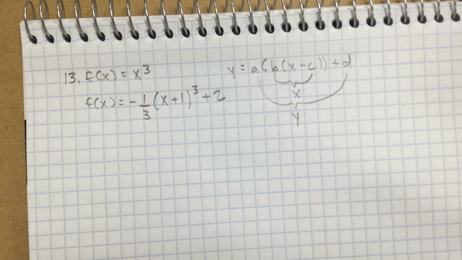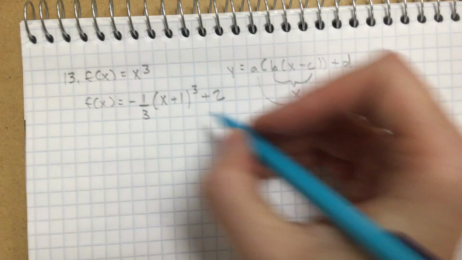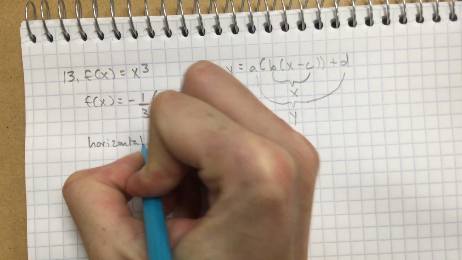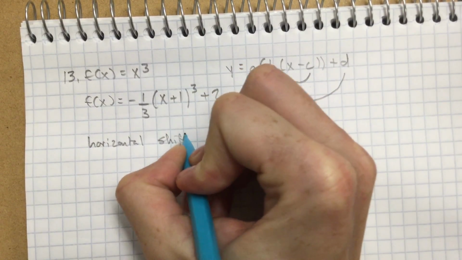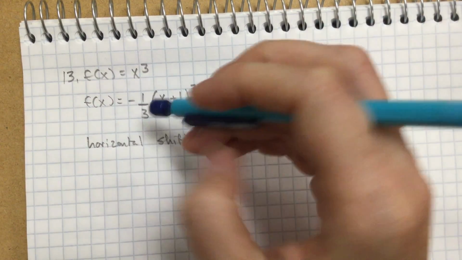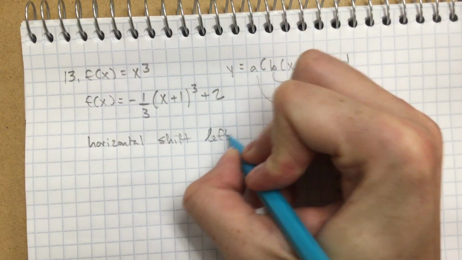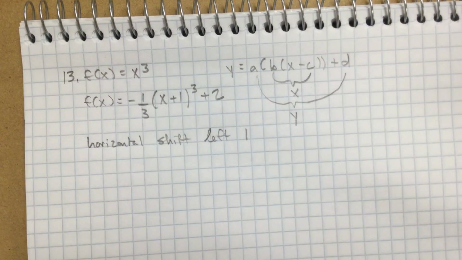We're going to take care of the stuff that happened to the x's first. So it says x plus 1, so you'd think it would go to the right because it's a plus sign. But weird things happen with your x's, so it's actually going to go the other way. So the first transformation is a horizontal shift left 1. That's the first thing that happened.